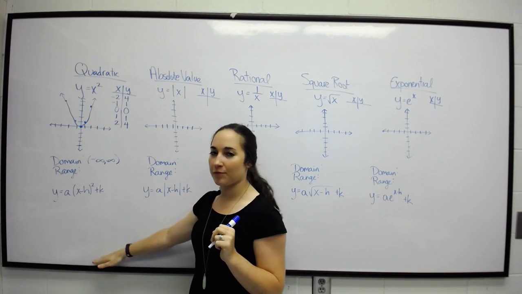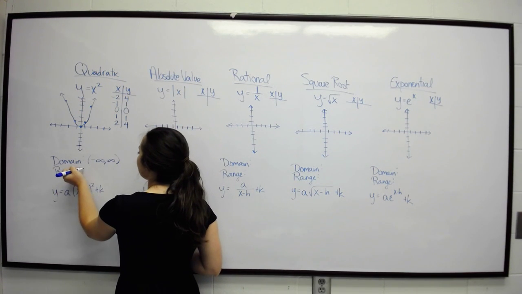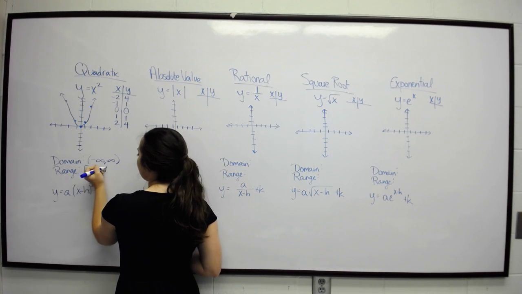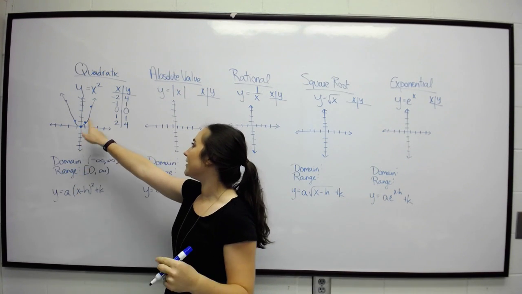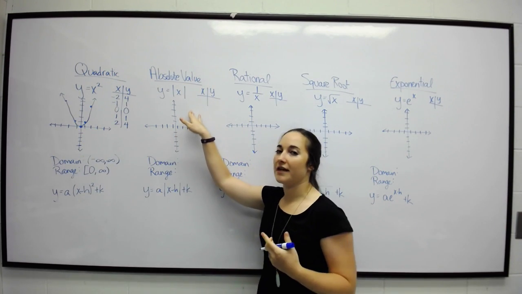Remember, the range is from the bottom to the top, or the y values. So the range here, we can start at 0 and go to infinity. I put a bracket because 0 is included in the range. Okay, let's look at the absolute value graph.